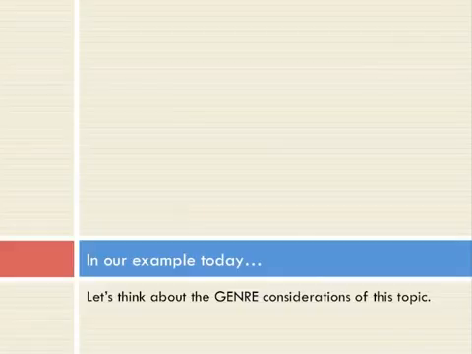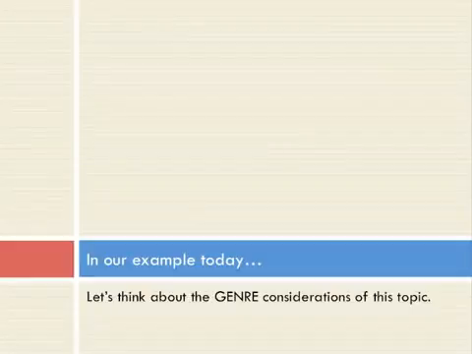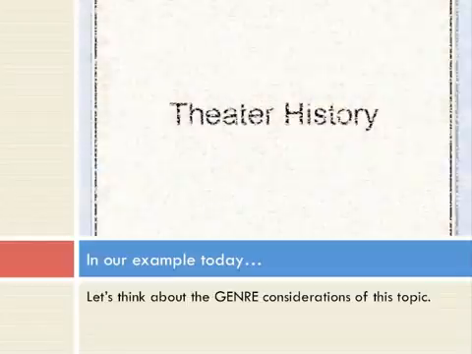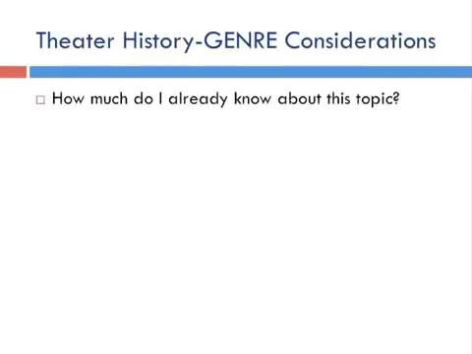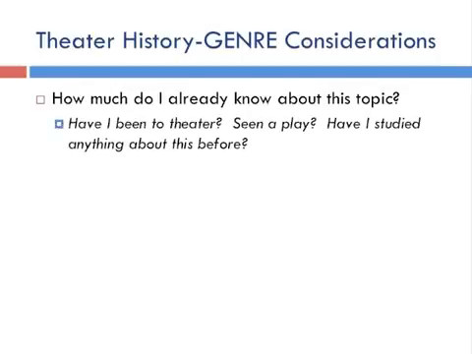Now let's look at these a little more in detail. What are some genre considerations of the topic of this listening passage? Well, in our example today, the listening passage involves theater history. So let's think, just for a moment, about what we need to consider. We should always think first, what do we already know? Do we know much about the theater? Have we seen a play? Have we studied anything about the history of theater before?